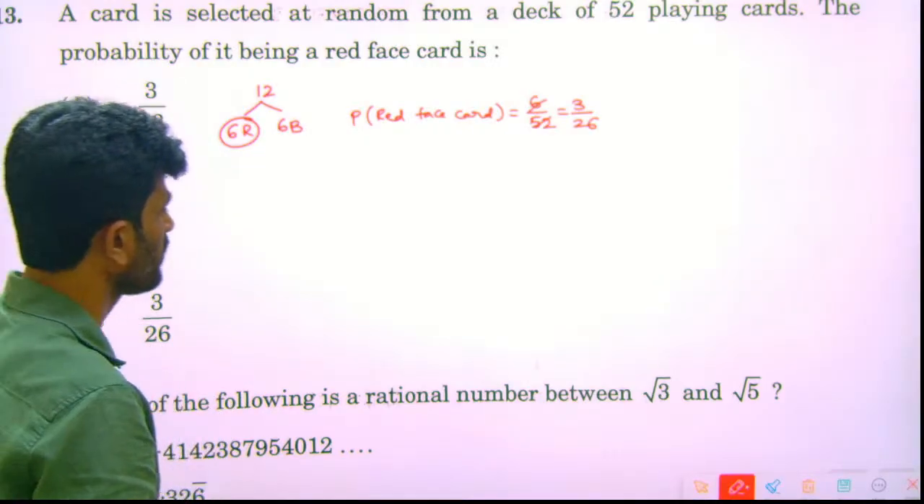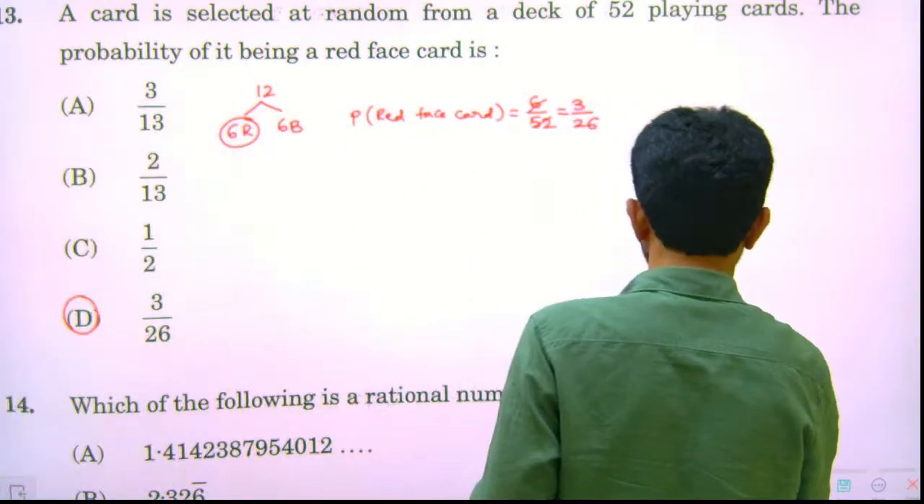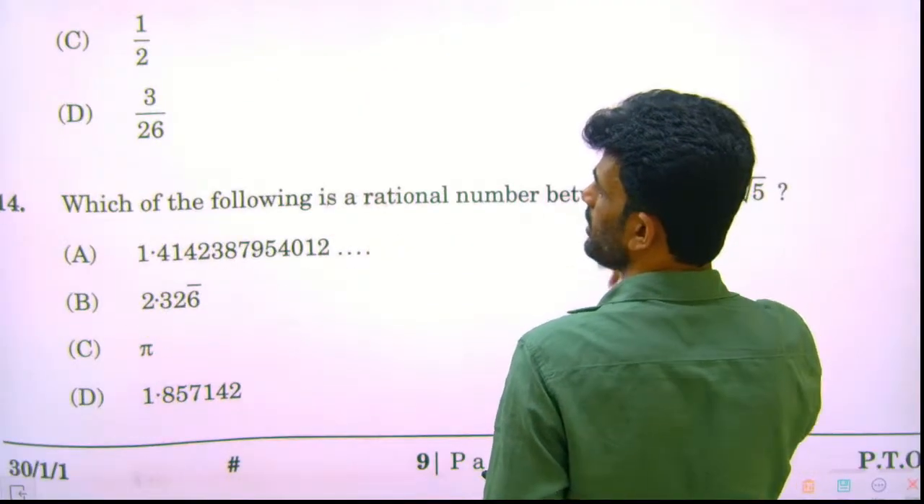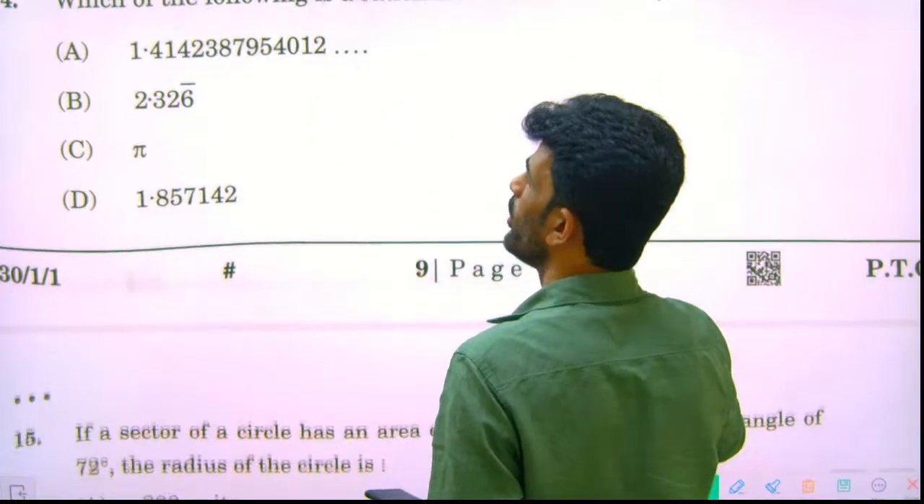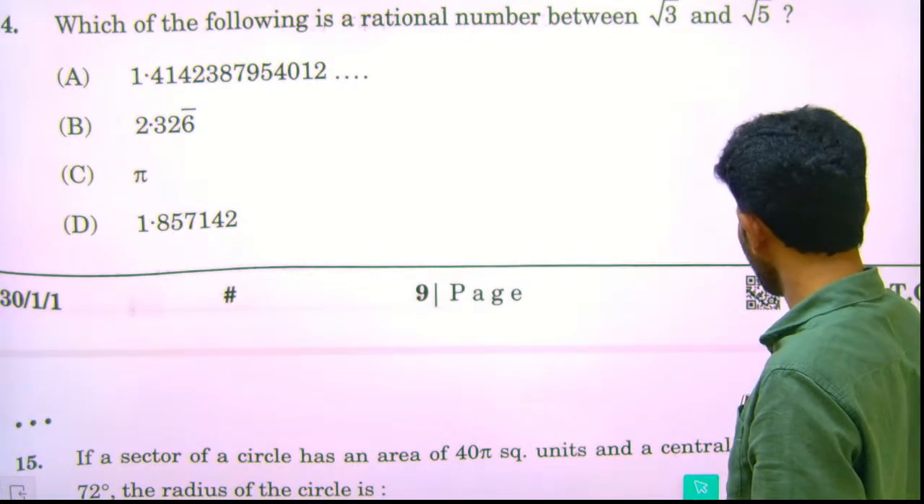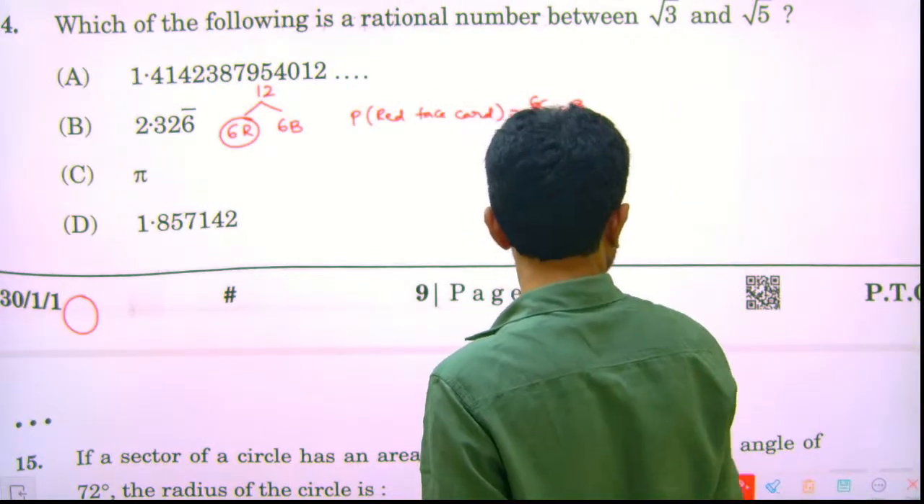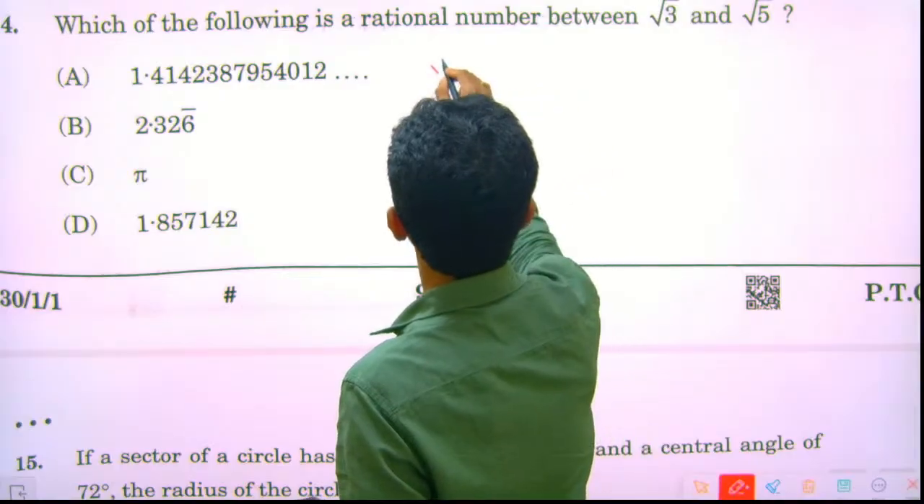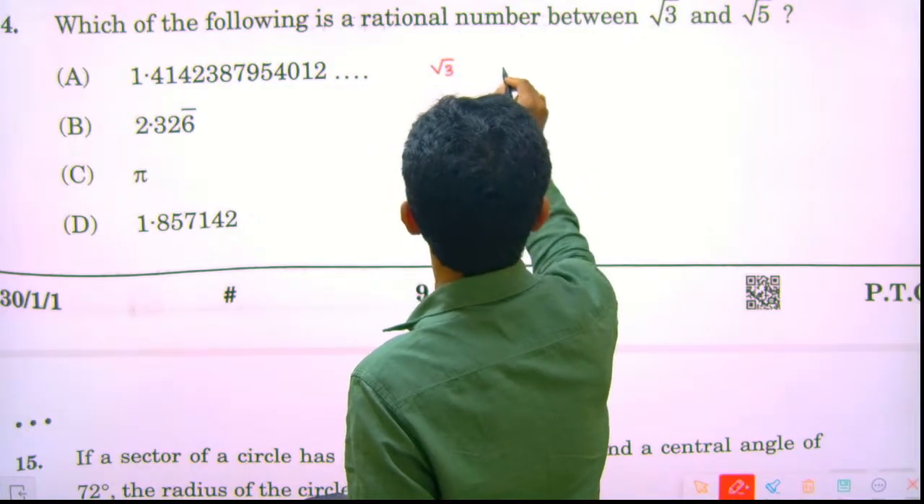Okay, now question number 14. Question number 14: which of the following is a rational number between root 3 and root 5? Yeah, did you do it? What is the option?